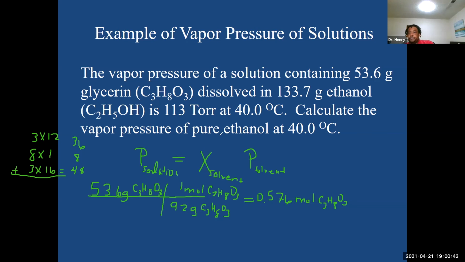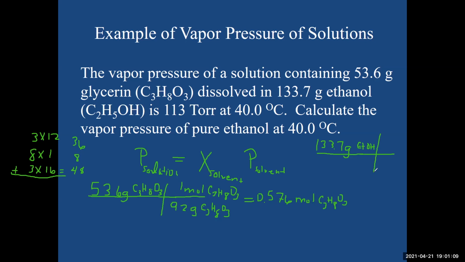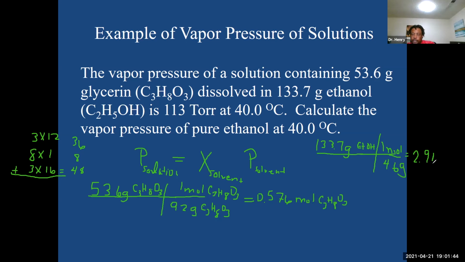Okay, now what about ethanol? So we have 133.7 grams of ethanol. I think the molar mass is 46. Let me check. Okay, 46 grams per mole, and then 2.906. You said 2.906? So then 2.91.